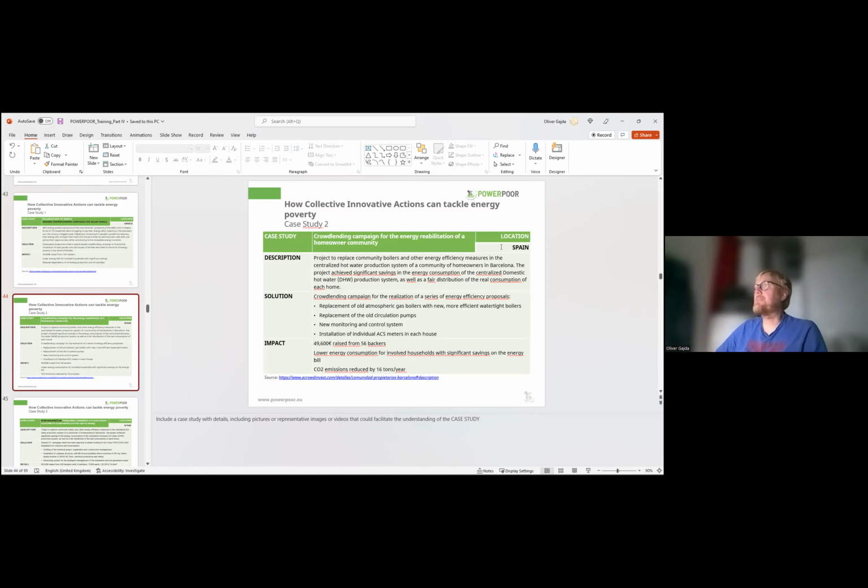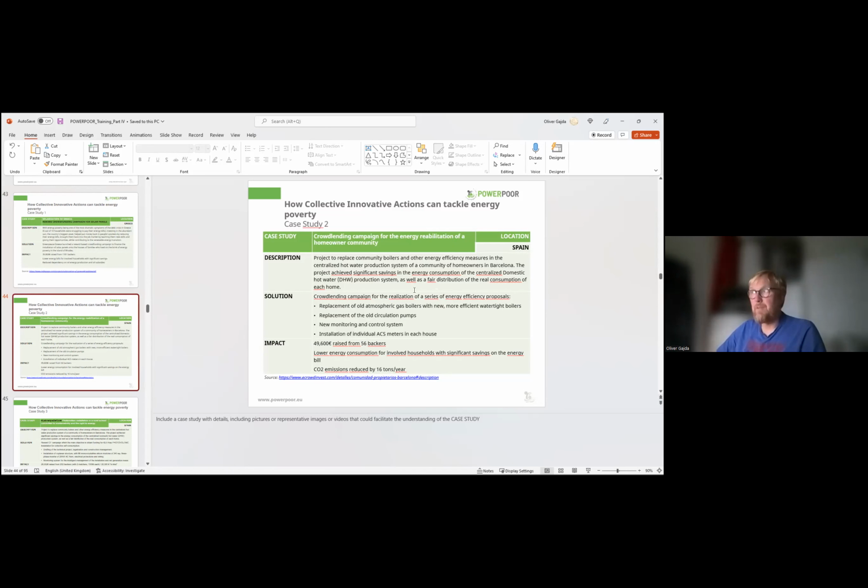And we have here another one in Spain. It's a lending campaign. So there was money being given to be repaid. They raised 49,000 euros from 56 backers. So you can see the individual investment is much higher than in the previous example where we had more than 1,000. So we had very small contributions, but many of them. So here, a loan that needs to be repaid.